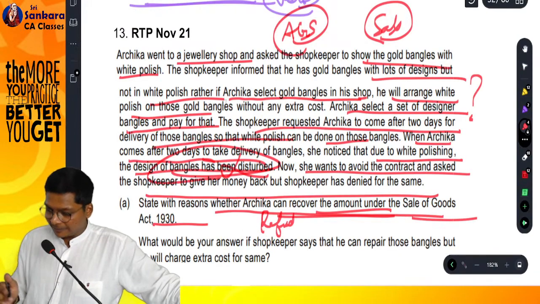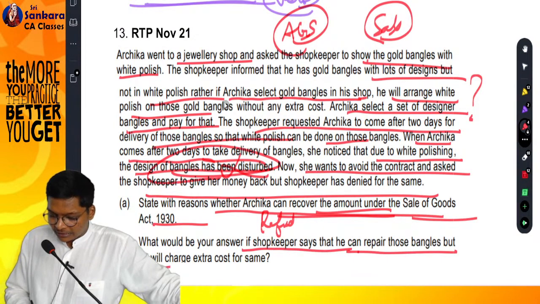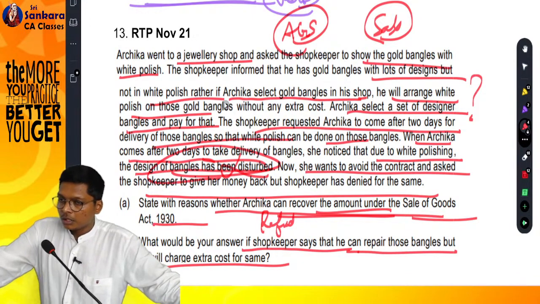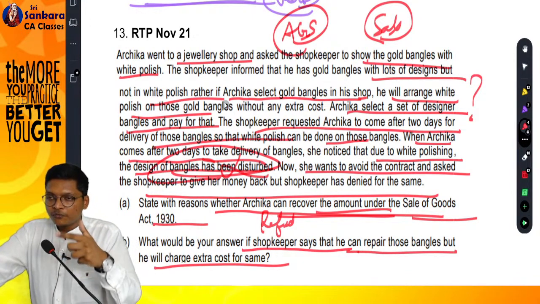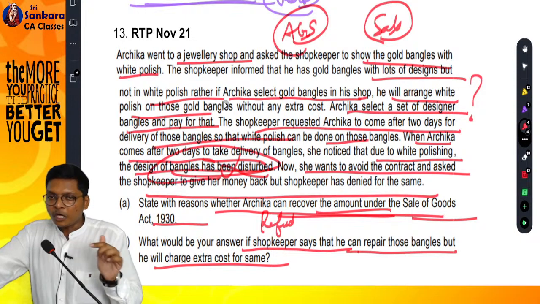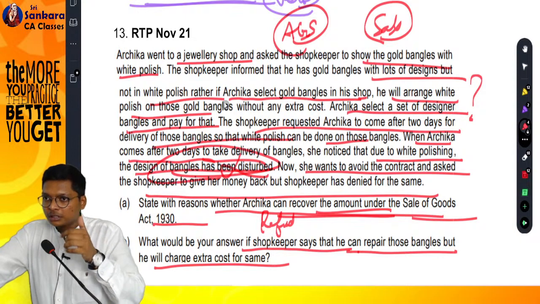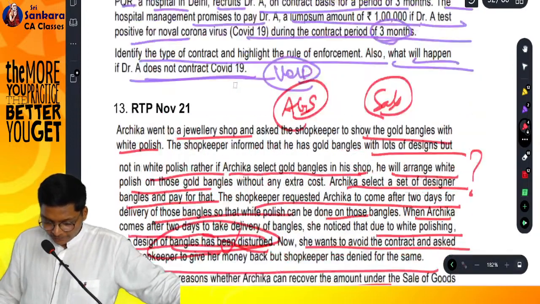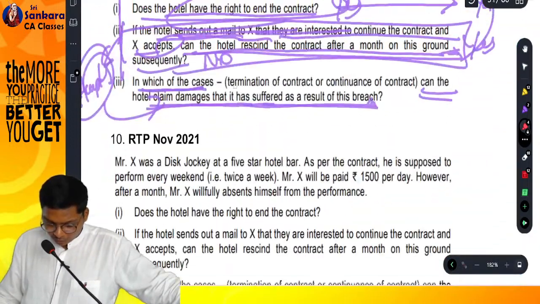Second case, I'll explain again. What would be your answer if the shopkeeper says that he can repair those bangles, but he will charge extra cost for the same? He offered to do it for free, and now he is offering with extra cost. I will not accept. Are you able to follow, guys? RTP November 21.